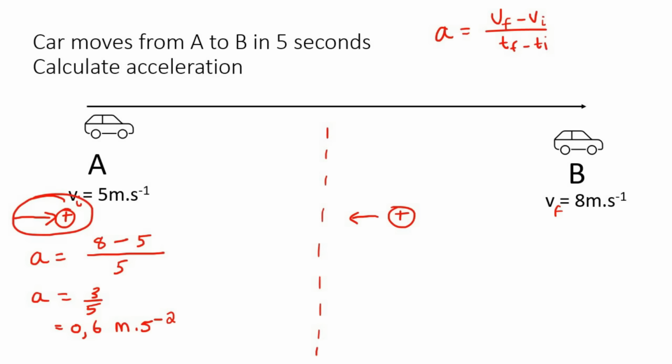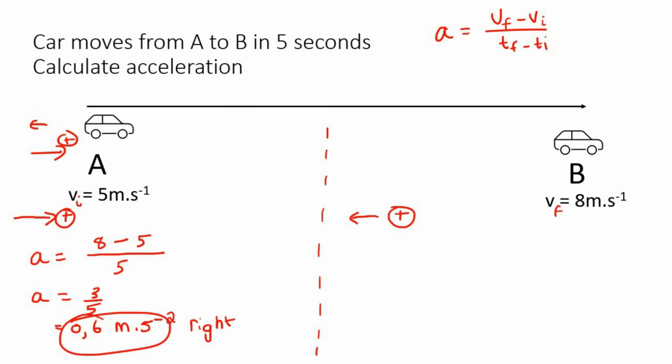We chose right as positive, so that means right is positive, left is negative. And we got a positive answer, so that means to the right. So because our answer is positive, that is called positive acceleration. And what a lot of teachers do wrong is they say, oh, look, the car is getting faster. So positive acceleration means getting faster.